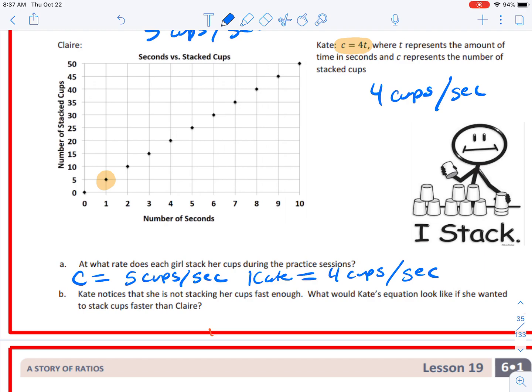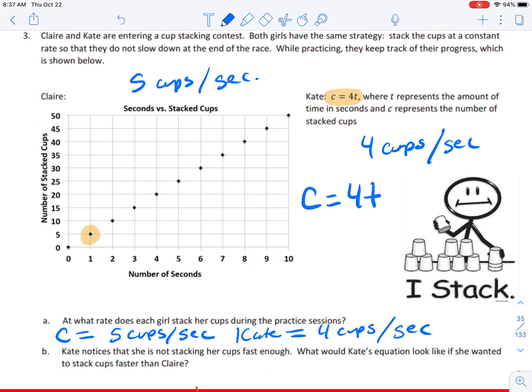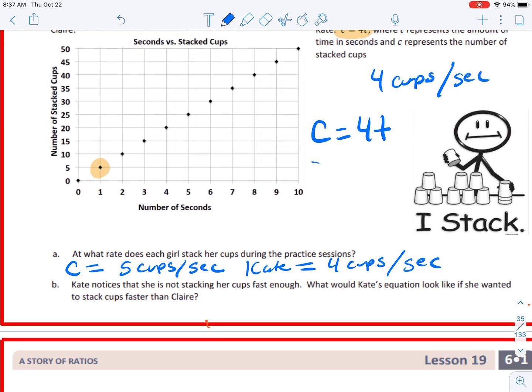Kate notices that she is not stacking her cups fast enough. What would Kate's equation look like if she wanted to stack cups faster than Claire? Well, let's look at her current equation. C equals 4T. T represents seconds for time. That means for every second, she is stacking 4 cups. So to make it faster than 5 cups per second, all we would have to do is make it 6 cups per second. So an equation can be C equals 6T. And there she is faster than Claire.